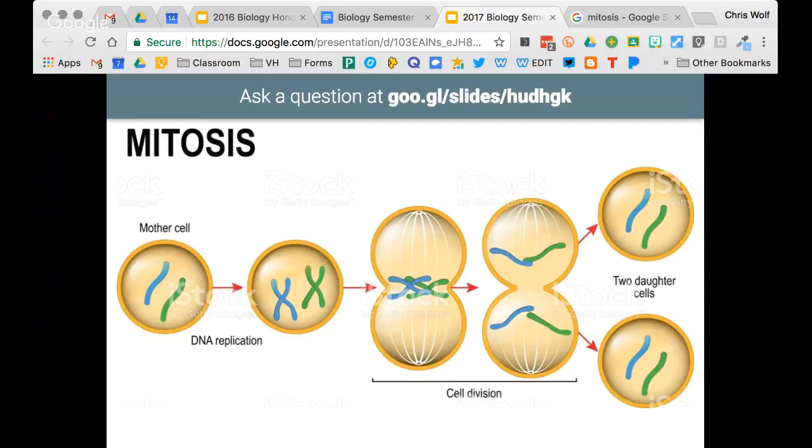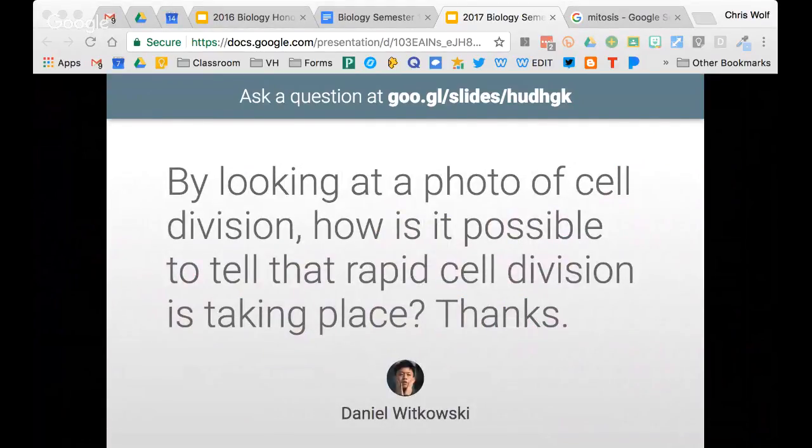Now, I saw this question pop up. Let me go find it. This is a great one. By looking at a photo of cell division, how is it possible to tell the rapid cell division is taking place? You're welcome. I'll definitely answer that question.